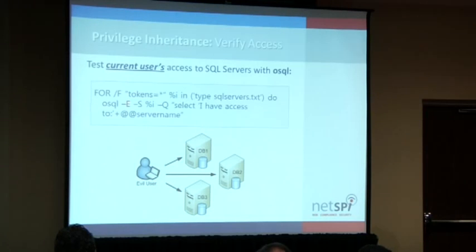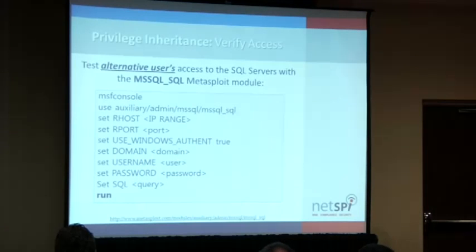We're going to see other scenarios where this is really interesting. As a normal domain user, I run this, and the way this is written, it will say I have access to this server, this server, this server, and then error out on the other ones. So that's option one.